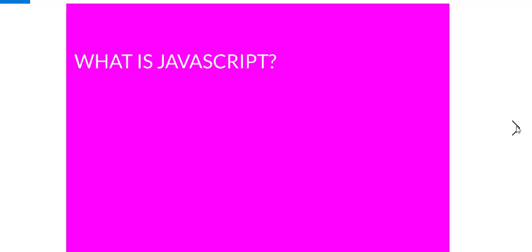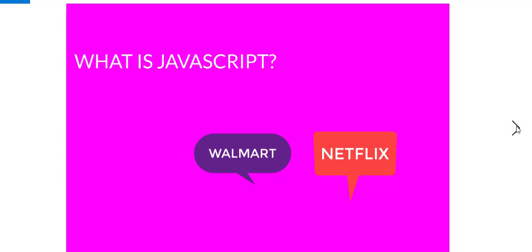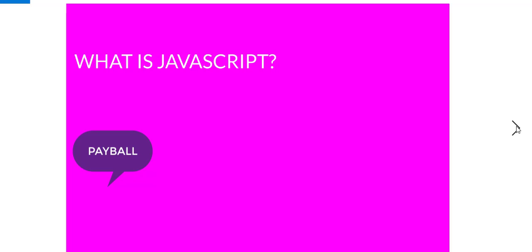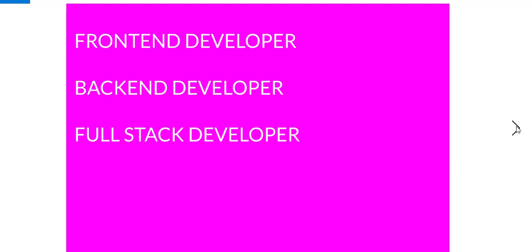So let's start with the first question. What is JavaScript? JavaScript is the most popular and widely used programming language in the world right now. It's growing faster than any other programming language. And the big companies like Netflix, Walmart, and PayPal build their entire applications in JavaScript. So you can work as a front-end developer, or as a back-end developer, or a full-stack developer who can do both the front-end and the back-end.